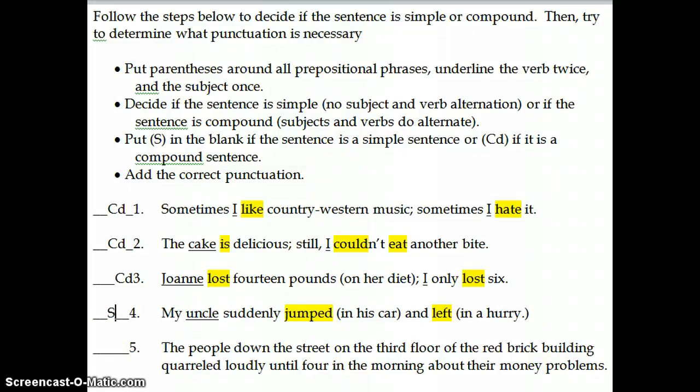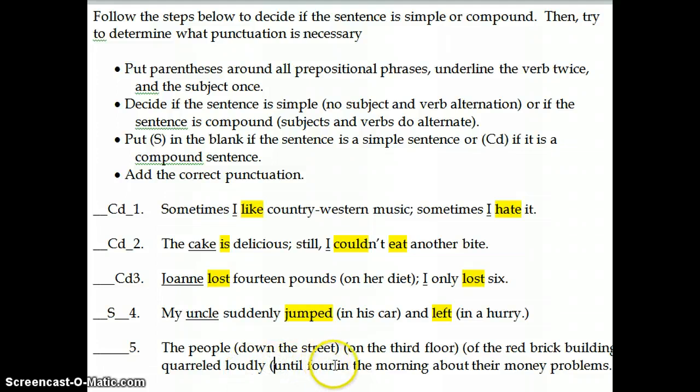We'll look at one last example. The people down the street on the 3rd floor of the red brick building quarreled loudly until 4 in the morning about their money problems. Very long sentence. However, it's full of prepositional phrases. Down the street is a prepositional phrase. On the 3rd floor is a prepositional phrase. Of the red brick building, running out of space here, is a prepositional phrase. Until 4 is a prepositional phrase. In the morning, and about their money problems.